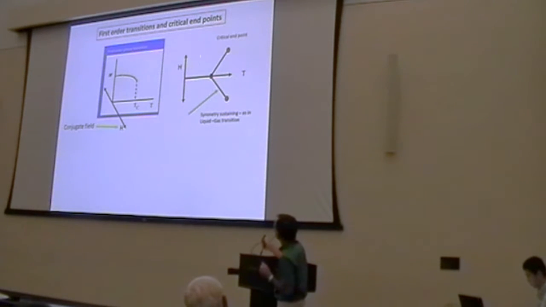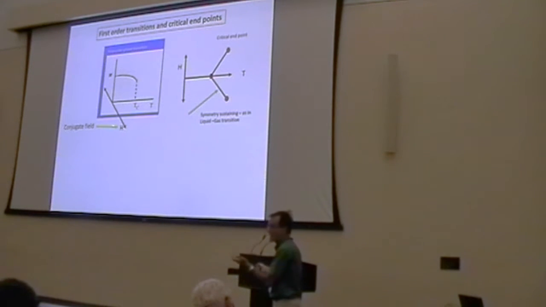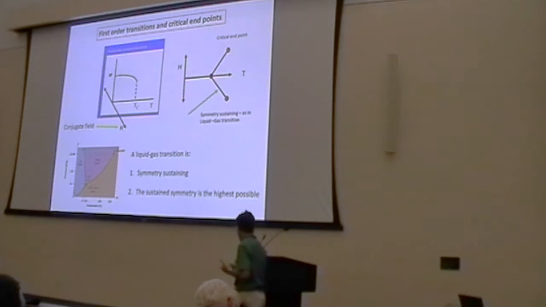Now the field breaks the symmetry above and below this line, but there's still a phase transition. So this is a symmetry sustaining phase transition, just as in a liquid gas phase transition. So whenever there's a first order phase transition, if you can apply experimentally or numerically a field that conjugates that order parameter, you'll have a further line of phase transitions.